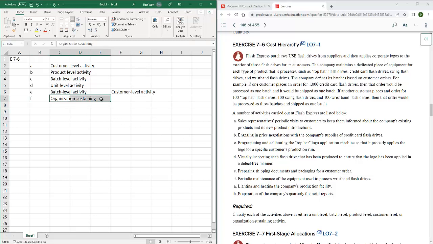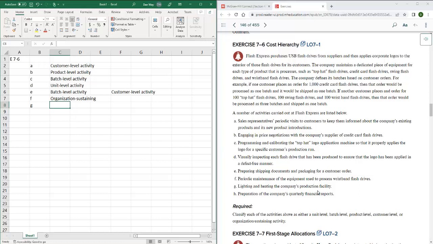Now that one too, you may be thinking, well, isn't that some kind of batch level activity? Doesn't it kind of depend on how many units we're cranking out? And sure, in the long run, you could convince me that the more units we make, the more maintenance we might have to do, right? If you think about your car, the more miles you drive, the more times you have to get the oil changed. So we might start to get into that type of discussion here. But for the most part, we can consider that type of stuff org sustaining.